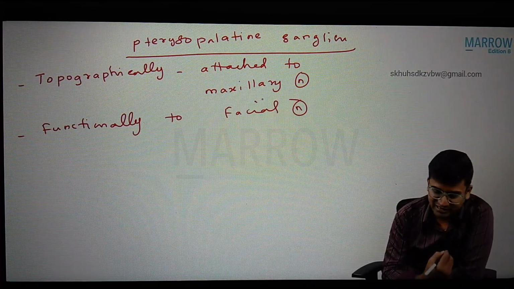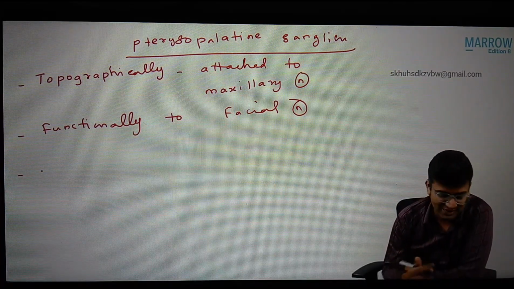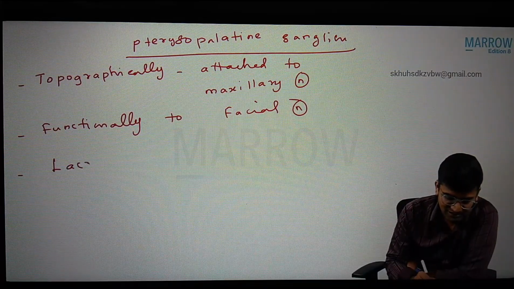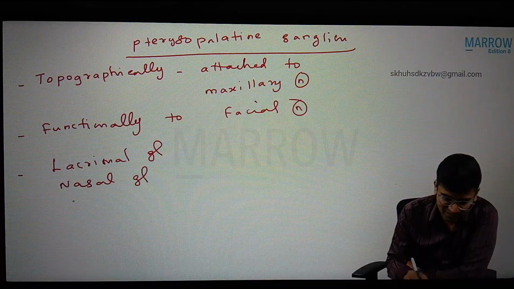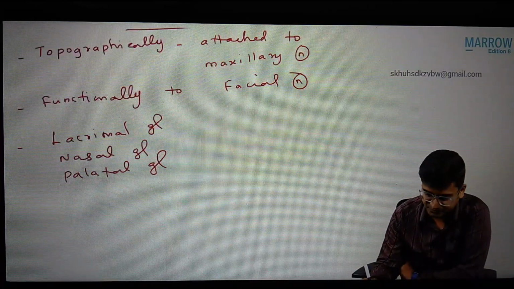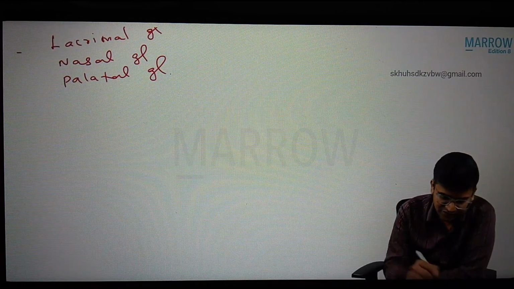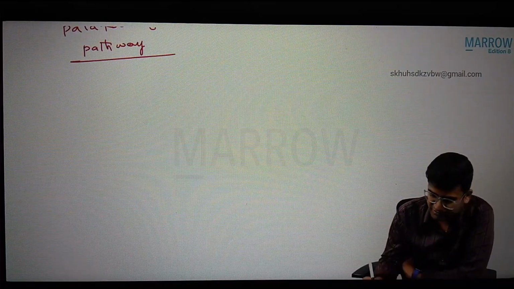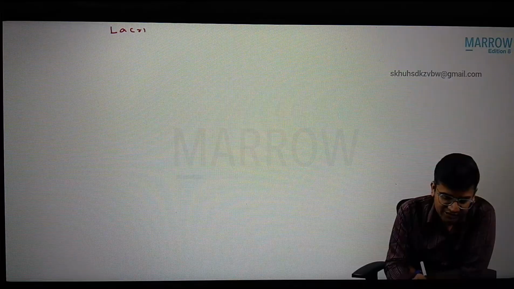Now, what are the glands supplied by the pterygopalatine ganglion? What are the muscles supplied? This ganglion supplies only glands, concerned with secretion from glands only. So it supplies the lacrimal gland, nasal glands, and the palatal glands. Now we're going to trace the pathway, starting from the lacrimatory nucleus.